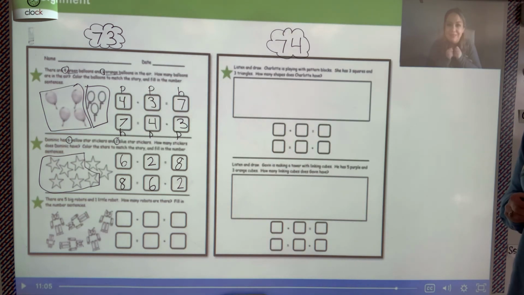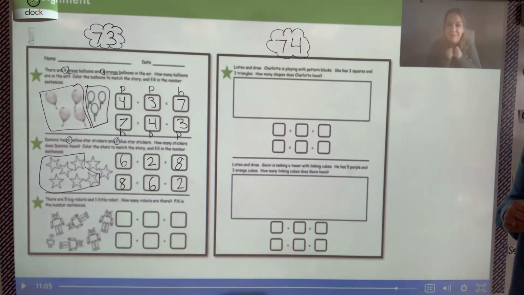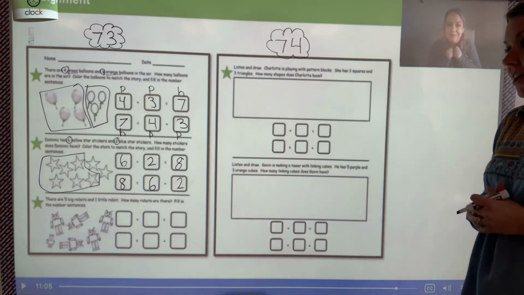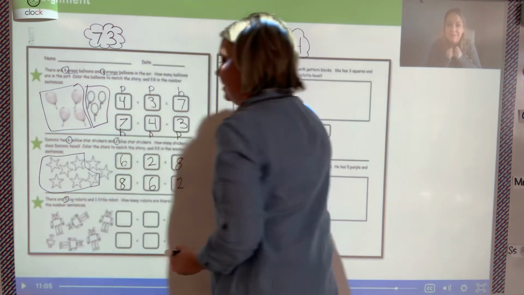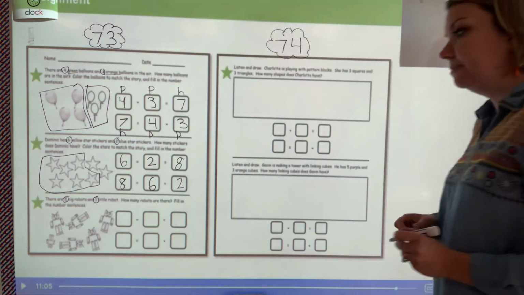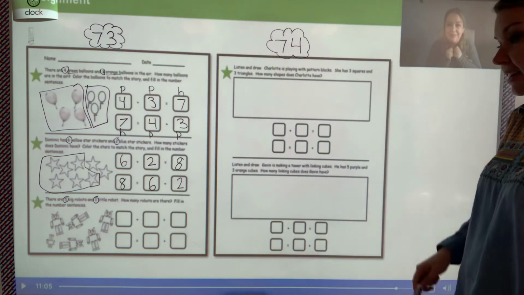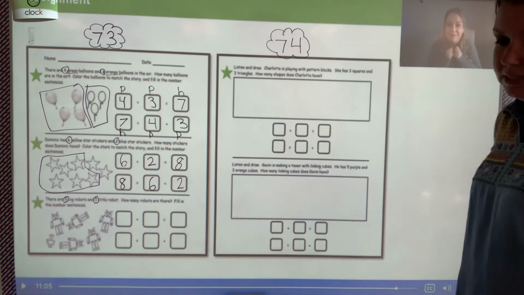There are 5 big robots and 1 little robot. How many robots are there? Fill in the number sentence. I'm going to read it again. There are 5 big robots and 1 little robot. How many robots are there? Fill in the number sentence.